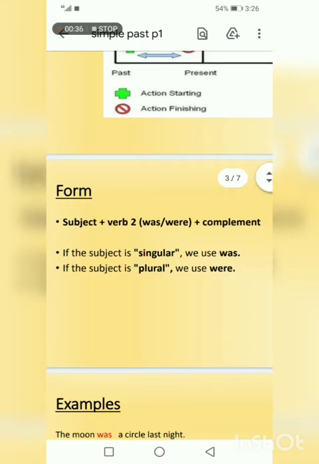You have to pay attention that if the subject is singular, mufrad, we use was. If the subject is singular, it is followed by was. If the subject is plural, jama', it is followed by were.